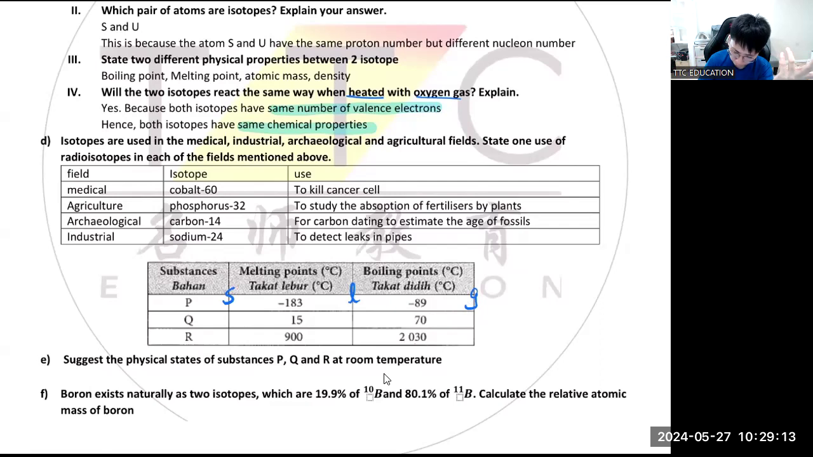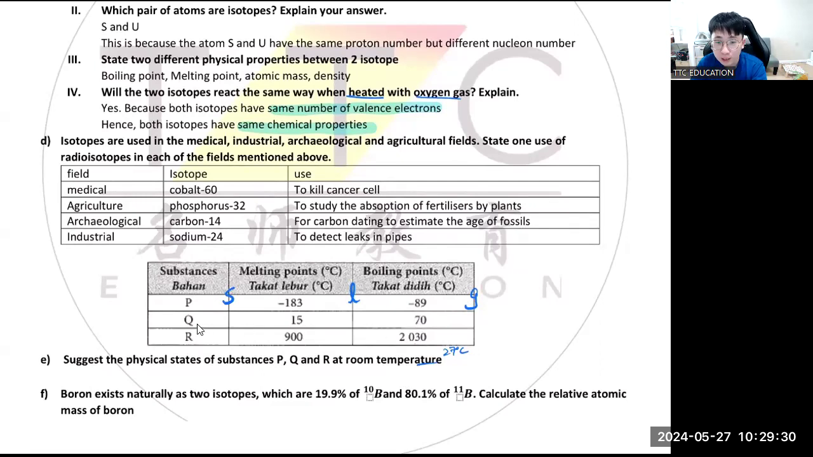So what is room temperature? Usually it's around 27 degrees Celsius. So if it's 27 degrees Celsius, I'll check. Is 27 higher than negative 183? Yes. Higher than negative 89? Also yes. So it's melted and boiled. So basically it's gas.